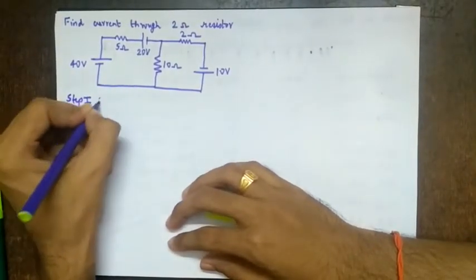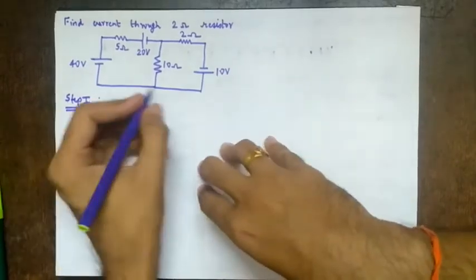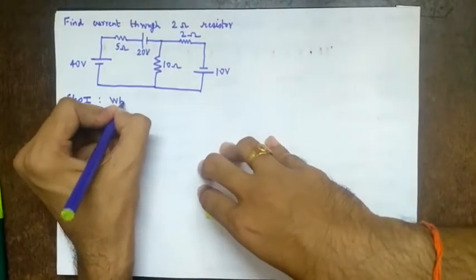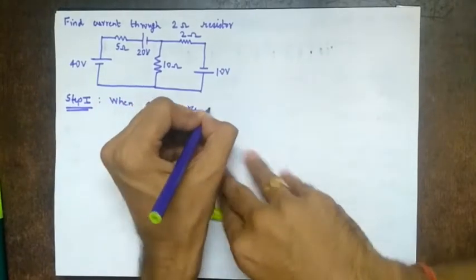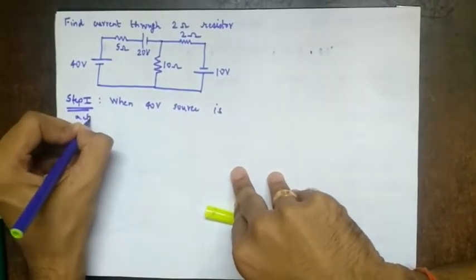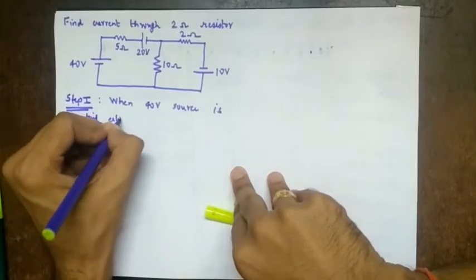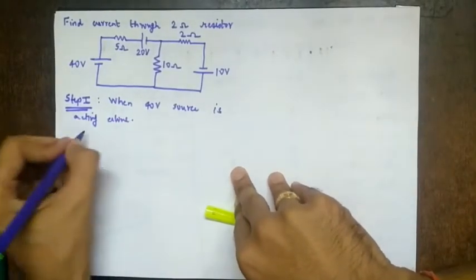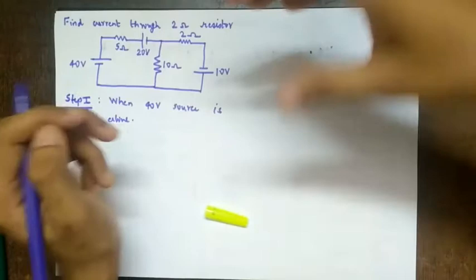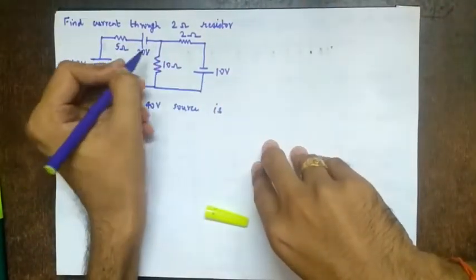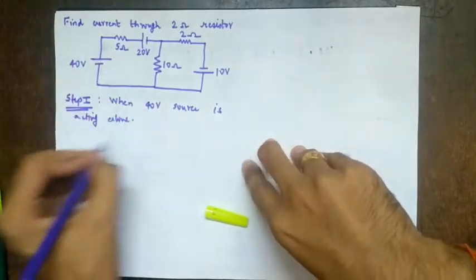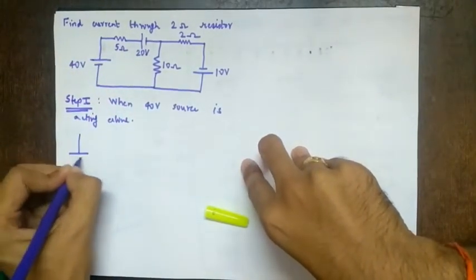There's no need to write steps in the exam. Just for the first time I am writing it. So let's say we consider only one source at a time, right? So when 40 volt source is acting alone, right? So rest all are replaced by their internal resistances, right? So what happens to a voltage source? It gets shorted. What happens to a current source? It gets opened, right? So let's redraw the network.